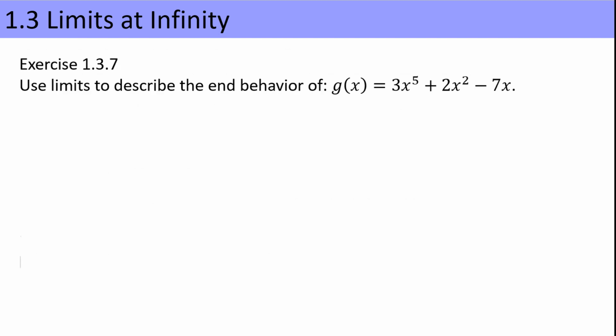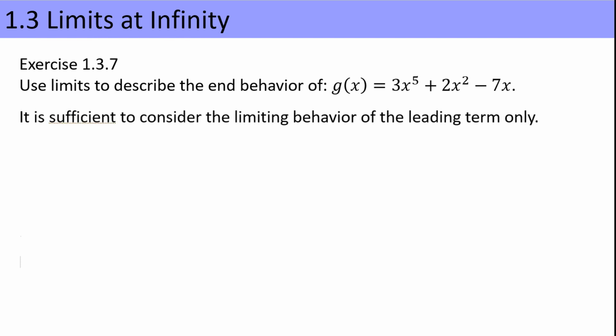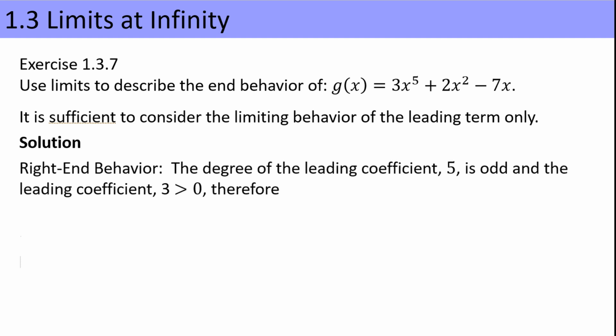Example: use limits to describe the end behavior of g of x equals 3x to the fifth plus 2x squared minus 7x. It is sufficient to consider the limiting behavior of the leading term only. So, solution for right end behavior. The degree of the leading term is 5, which is odd, and the leading coefficient itself is 3, which is positive. Therefore, the limit as x approaches infinity of g of x equals infinity.